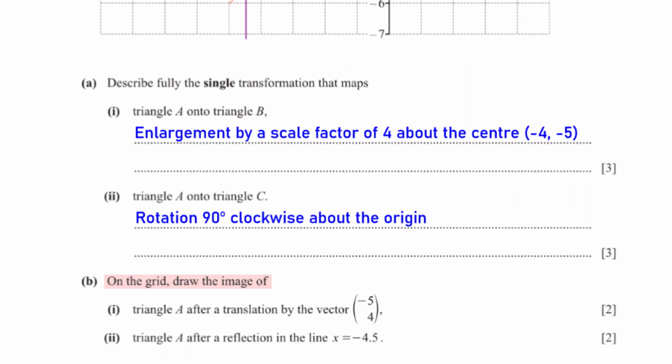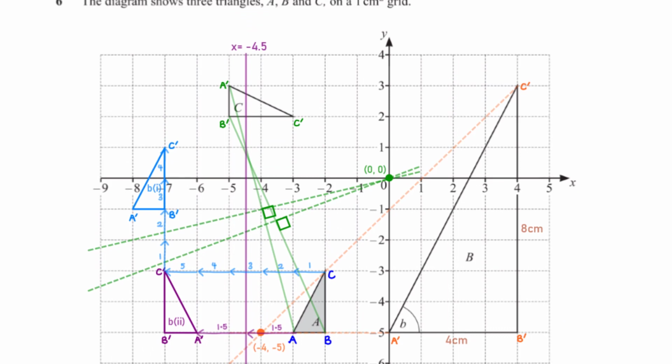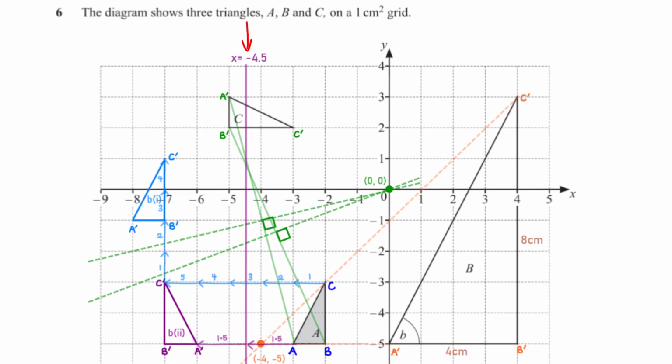On the grid, draw the image of triangle A after a reflection in the line x equals -4.5. So first, we draw the line of reflection, which is x equals -4.5. Then from here, we need to reflect the vertices of triangle A in the line x equals -4.5.